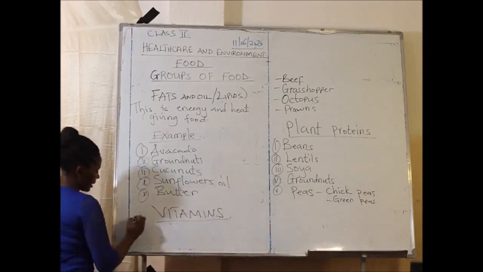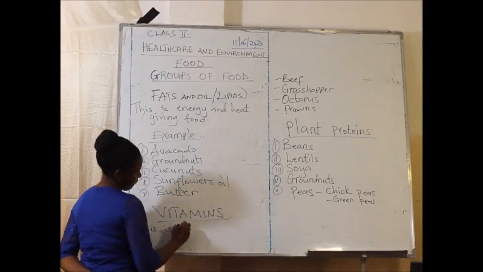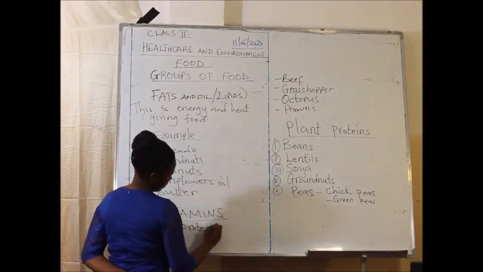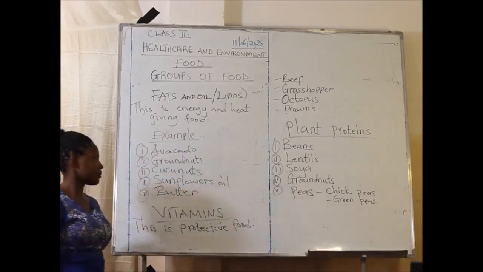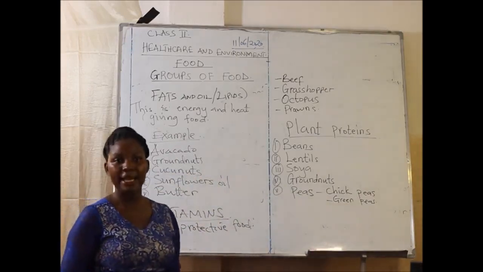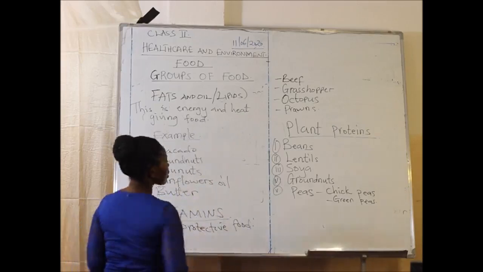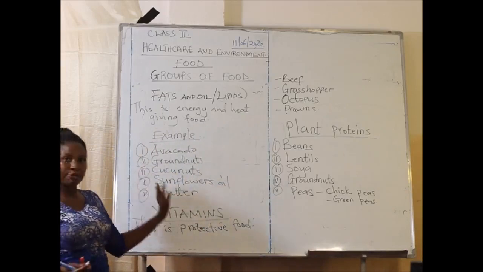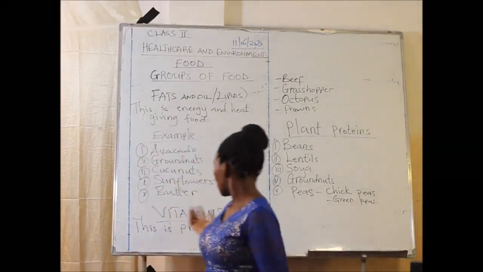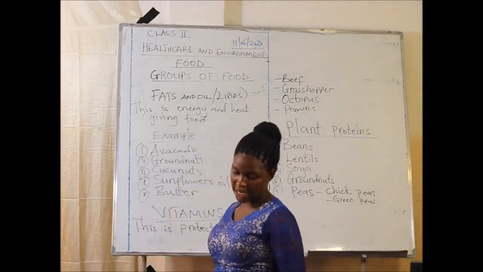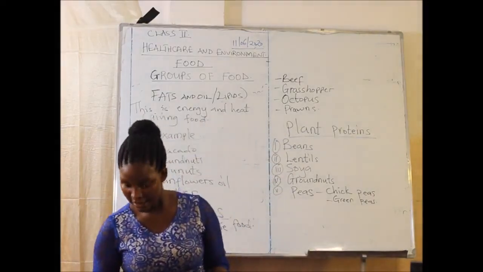Vitamins, we say this is protective food. It protects us from disease. When we are talking about vitamins, we are talking more about vegetables and fruits. It is food which protects us from different diseases. Examples of disease are malaria, corona, typhoid, and other diseases.